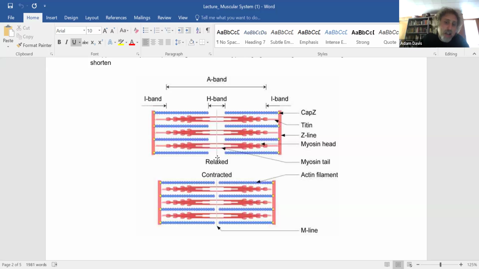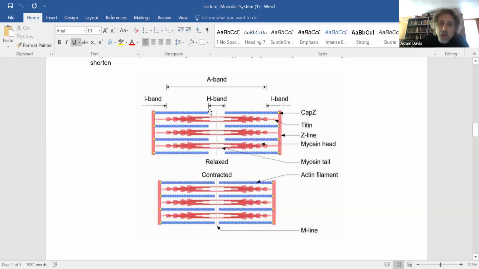Now you see a lot in my diagram here of terminology with lots of letters. The space between the Z disc and the end of the thick filaments is called the I band. That's the place where you have thin filaments, but not thick filaments. The thick filament doesn't quite reach that far.